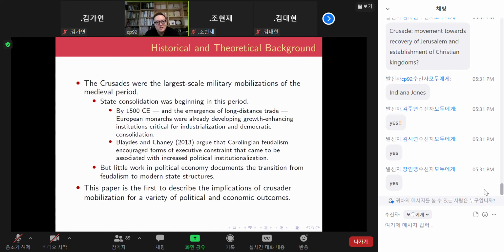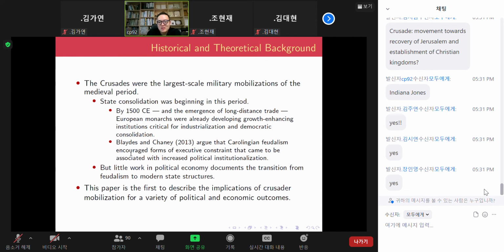State consolidation was beginning in this period. I told you that 1500 was a pivotal moment in history, especially for European powers. By 1500, there was the emergence of long-distance trade. European monarchs were getting wealthier, and they were already developing growth-enhancing institutions critical for industrialization and democratic consolidation.